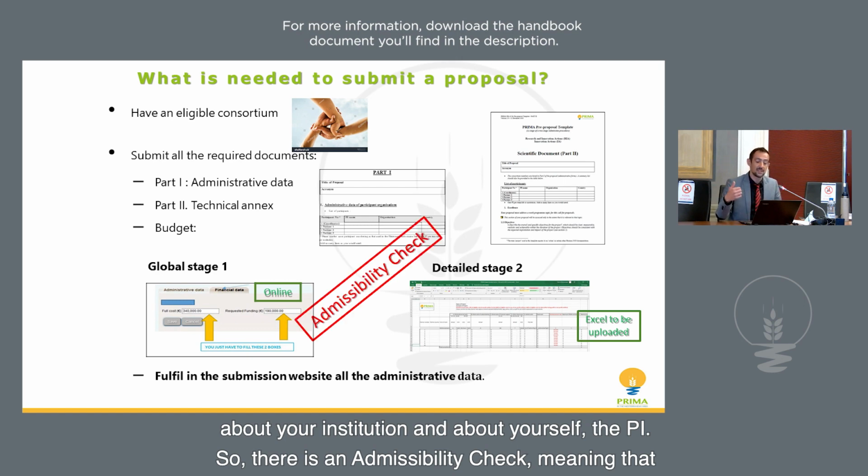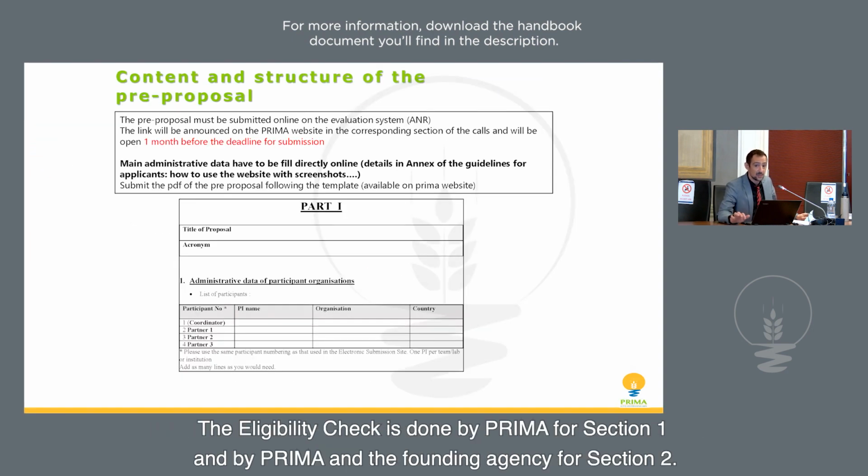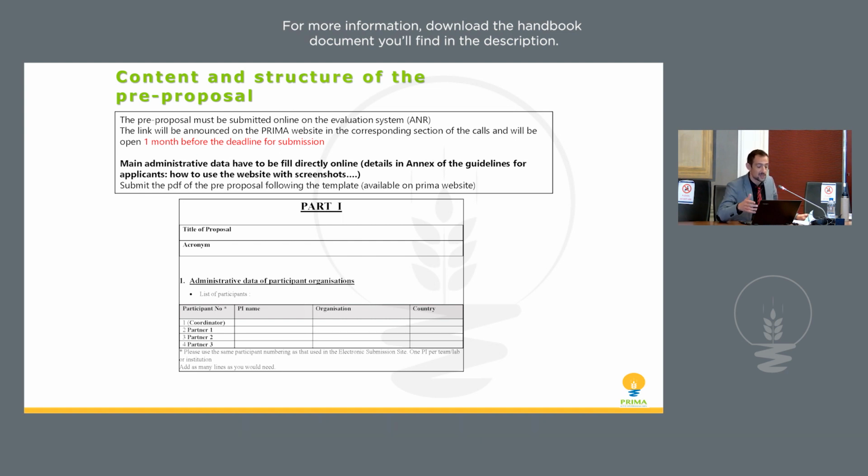So there is an admissibility check, meaning that we will check that you have submitted all the requested documents, and an eligibility check of your consortium. The eligibility check is done by PRIMA for Section 1 and by PRIMA and the funding agency for Section 2.